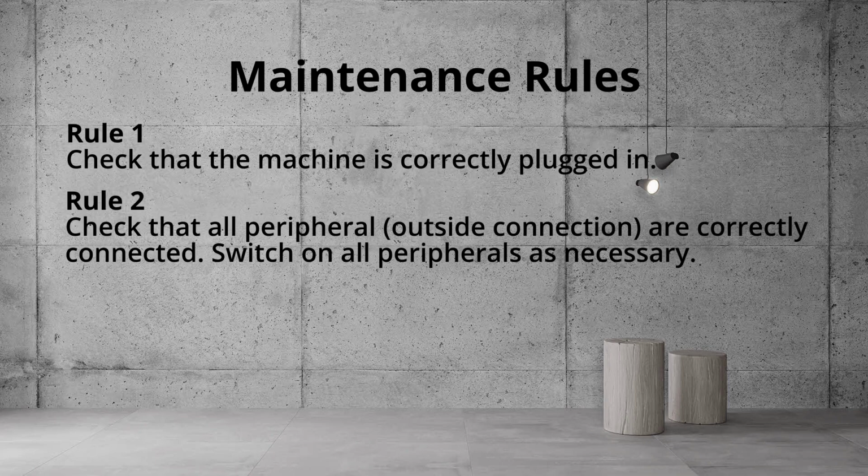Rule number two, you need to check all peripherals. Now remember, peripherals are devices that enhance the functionality of your computer. That is devices like the printer, like the mouse, everything outside that is connected to your computer, it's known as the peripheral. Now you need to check that all peripherals are correctly connected, all right? And once you're done, you also need to make sure that you switch them all on properly so that they can then help you to do your particular task.